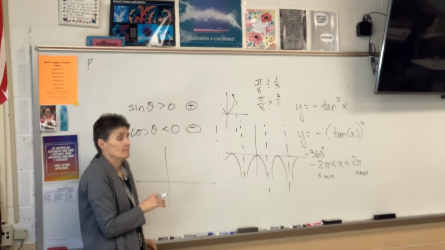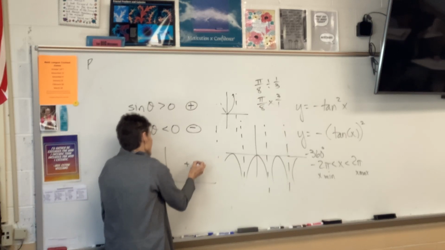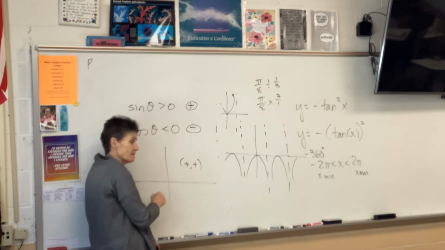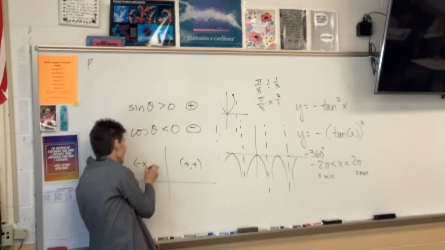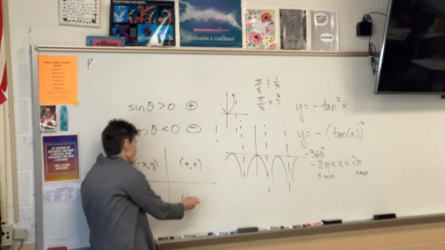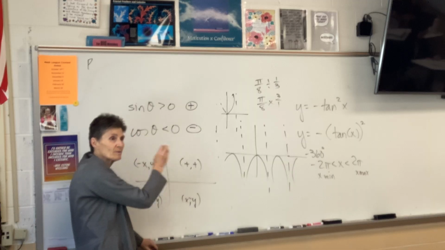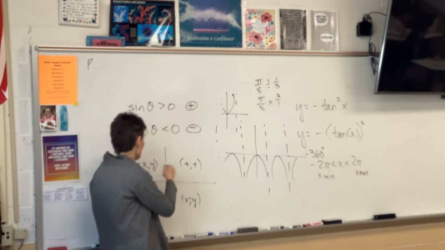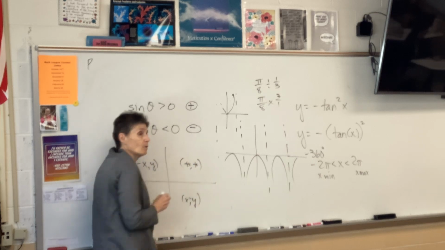I know that in quadrant one, x and y are both positive. That's a point. Positive x, positive y. Negative x, positive y, negative x, negative y, positive x, negative y. Everybody okay with that? I started putting letters in, just the signs. Okay?